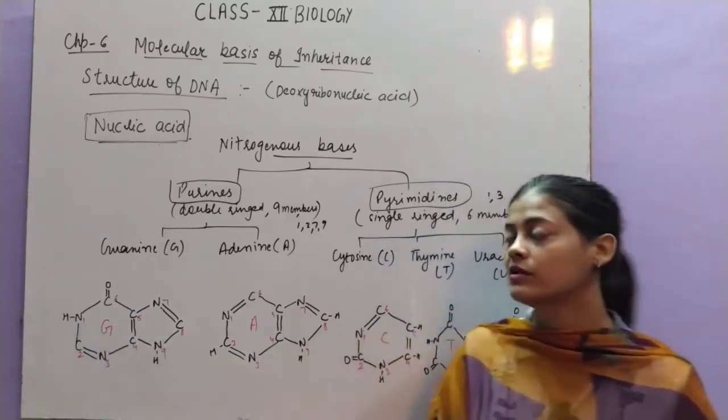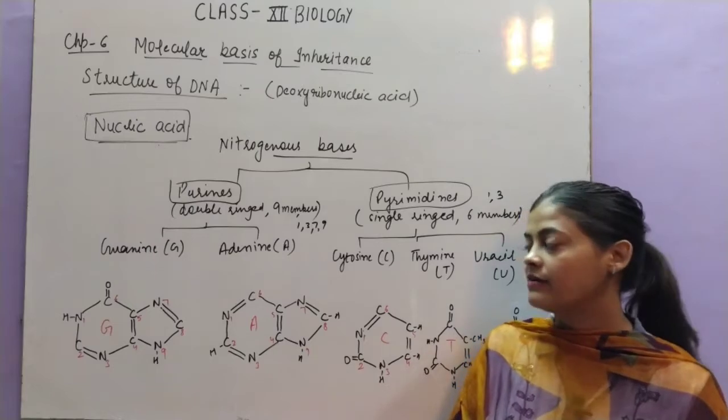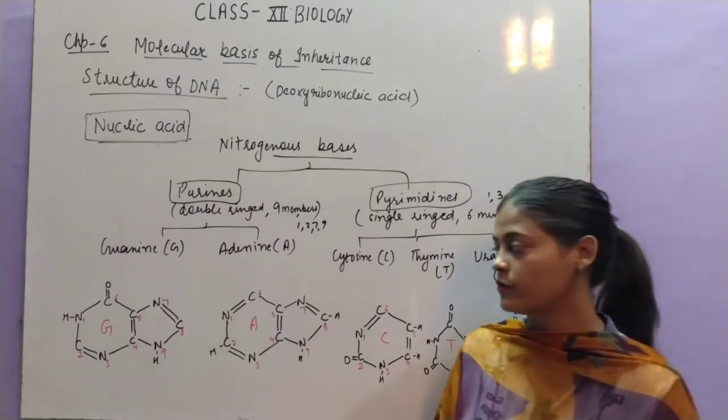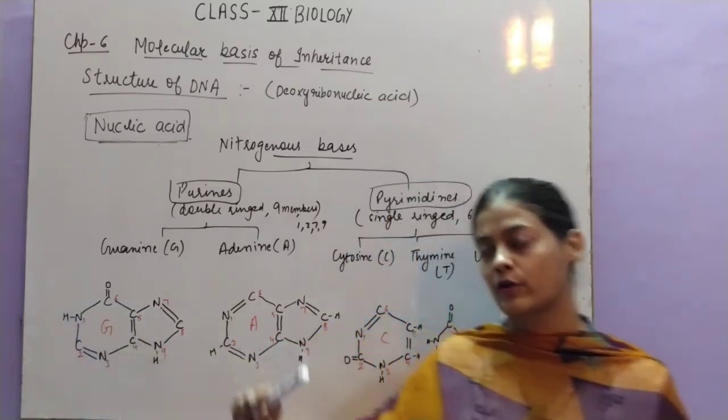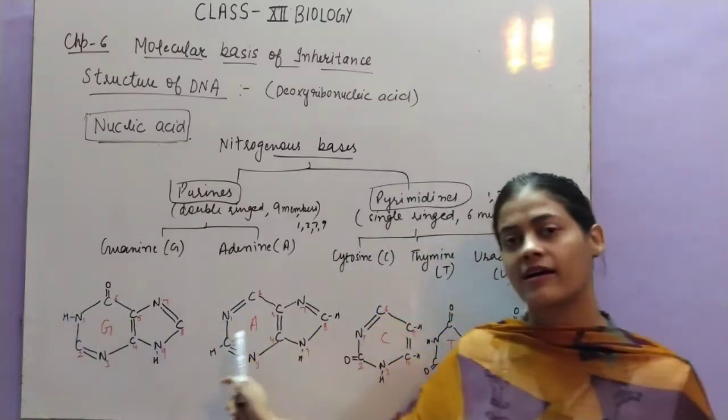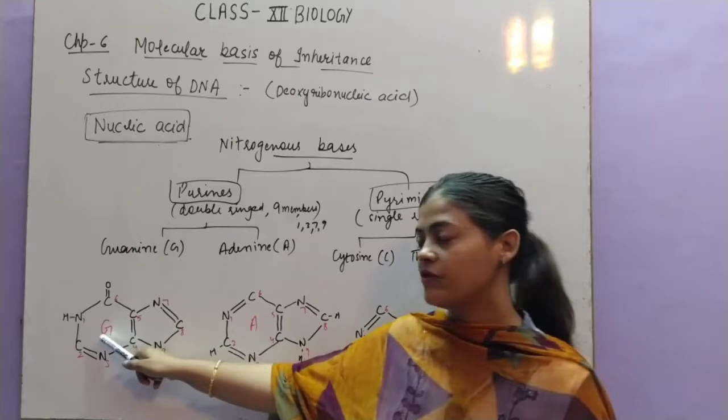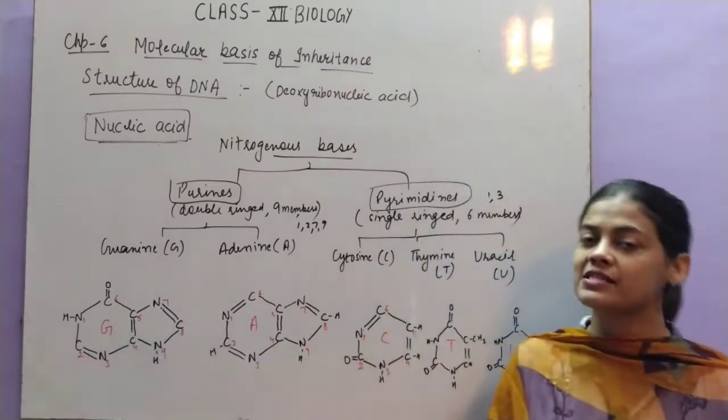Like you know, nitrogen forms 3 bonds and carbon forms 4 bonds. Okay, so here you can see here 2 bonds and one is the hydrogen. Like this you can write the structure. So in the center I have written capital G, which represents guanine.